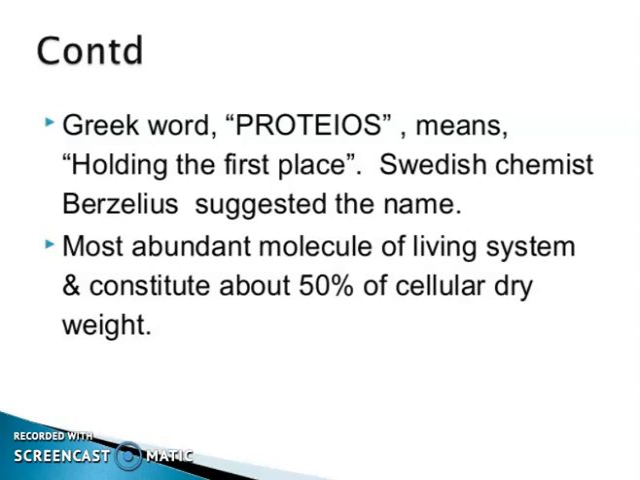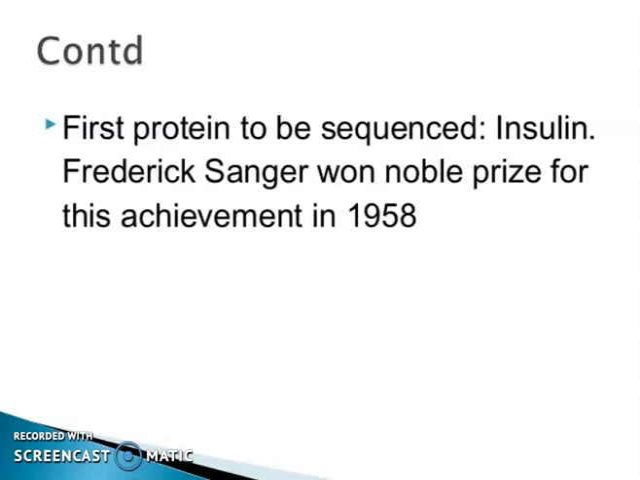From the Greek word proteus, meaning holding the first place. The Swedish chemist Berzelius suggested the name, and it is the most abundant molecule of living systems and constitutes about 50% of cellular dry weight. My friend, the first protein to be sequenced was insulin, and Friedrich Sanger won the Nobel Prize for this achievement in 1958.